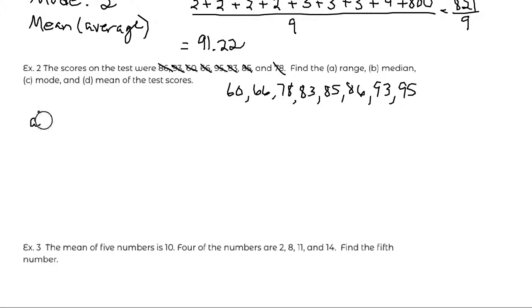First, we're going to find the range. The range is simply where you subtract the smallest from the biggest, so it's 95 minus 60, so the range is 35.